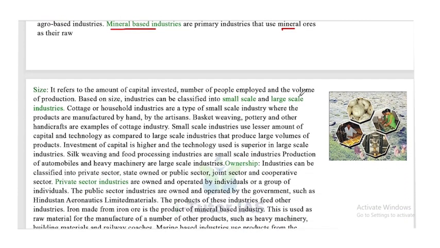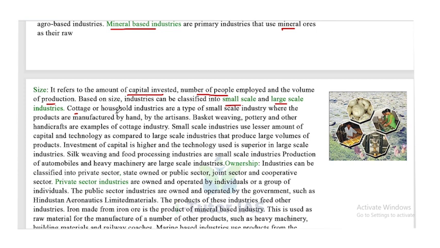Next one is size. It refers to the amount of capital invested, number of people employed and the volume of production. Based on the size, industries can be classified into small scale and large scale industries. So based on the size, industries are of two types. The first one is small scale industries and the second one is large scale industries.